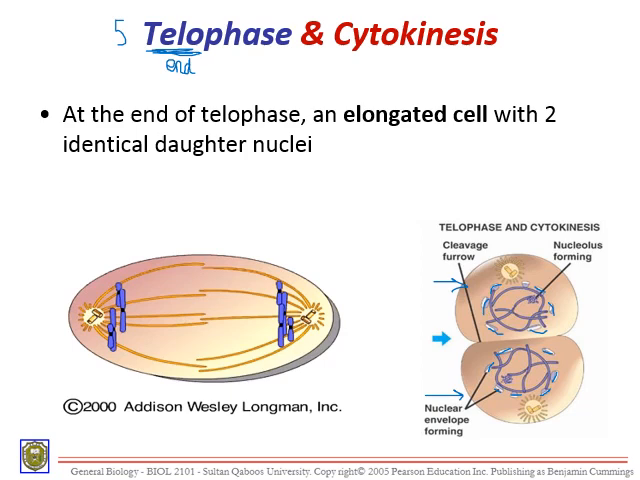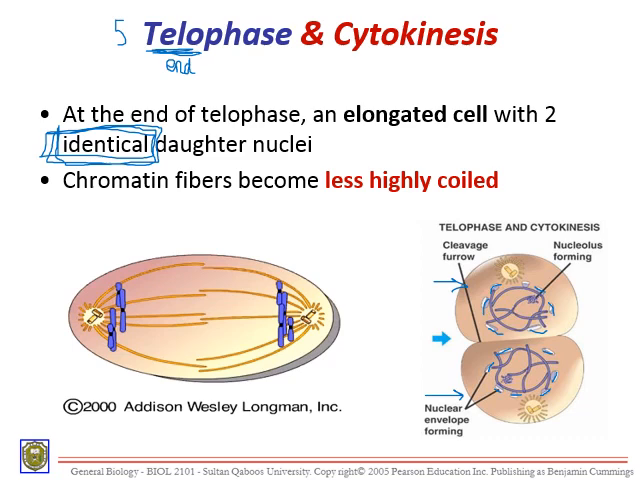And at the end of telophase, we have an elongated cell with two identical daughter nuclei. These guys are identical. Remember, in mitosis, we have identical daughter cells. Chromatin fibers become less highly coiled. Can you see now the figure on your left-hand side? This is the anaphase. Notice the chromosomes over here and compare them with the sister chromatids here. Can you notice the difference? The ones in telophase are now less highly coiled. They look thinner and longer than the ones at anaphase. Okay, so they become less highly coiled.